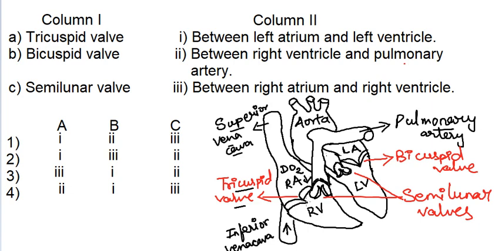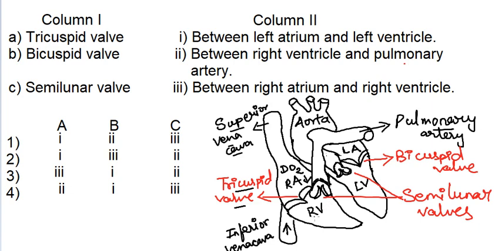Now, what is the speciality of these valves? The speciality of these valves is that they can open only in one direction, right? They cannot open in the opposite direction. That is the reason why they prevent the backflow of blood. They cannot open upwards. They will only open downwards when the deoxygenated blood travels from right atrium to right ventricle.